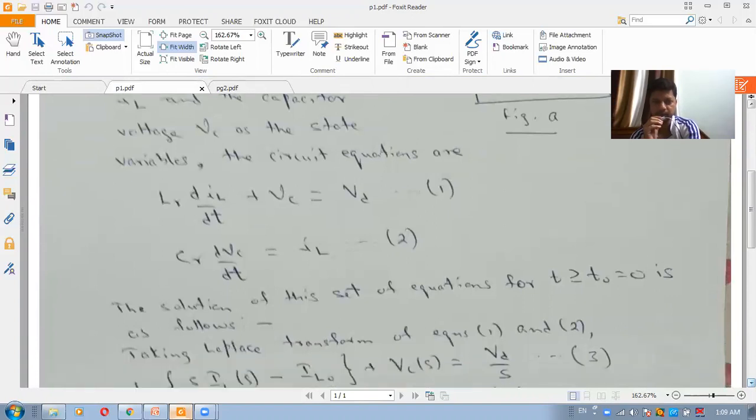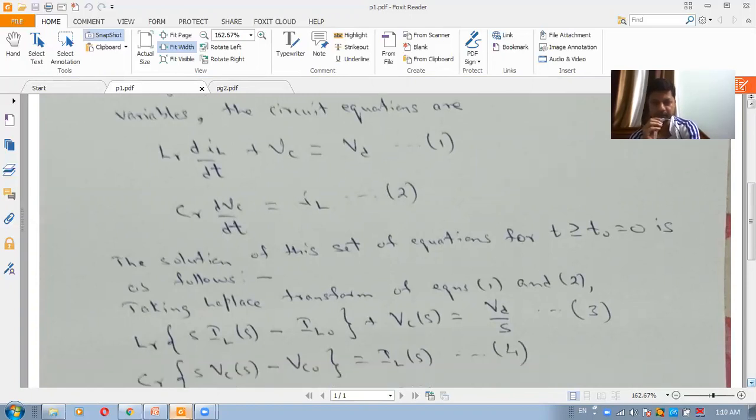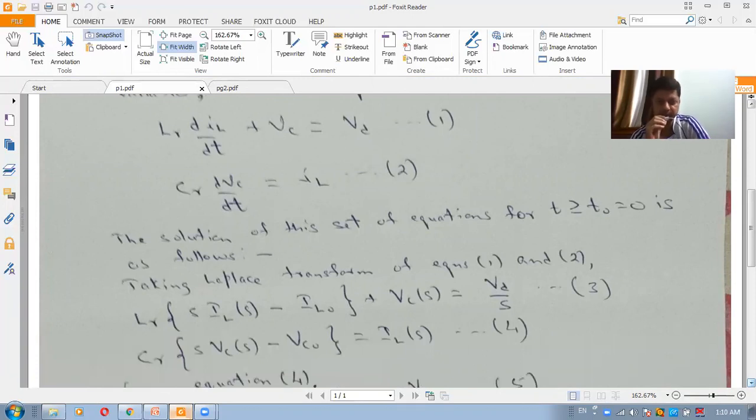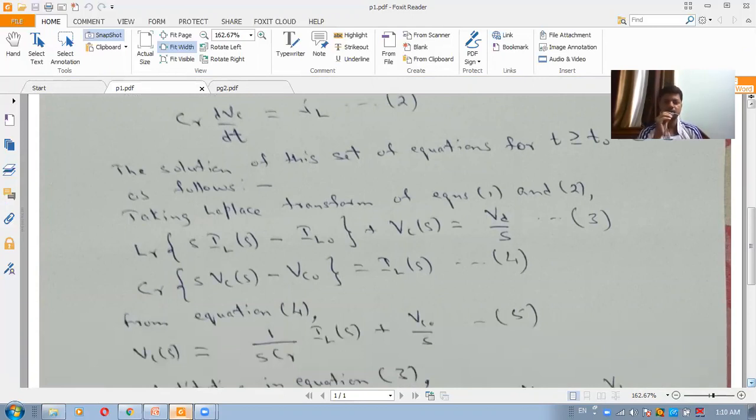So if we take the Laplace transform of equations 1 and 2, the Laplace transform of equation 1 will be LR, Laplace transform of dIL by dt is S IL of S minus IL0, where IL0 is the initial inductor current, plus Vc of S, that is equal to the Laplace transform of Vd, which is Vd by S. And similarly, the Laplace transform of equation 2 will be CR into S Vc of S minus Vc0, where Vc0 is the initial capacitor voltage, that is equal to IL of S. So if we rearrange equation 4, we see that Vc of S is equal to 1 upon S CR IL of S plus Vc0 by S.